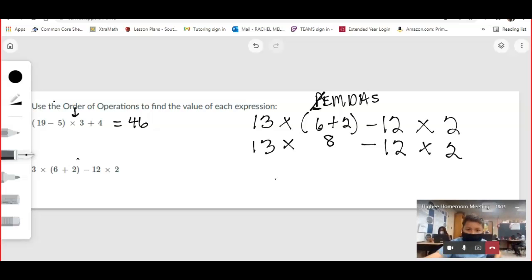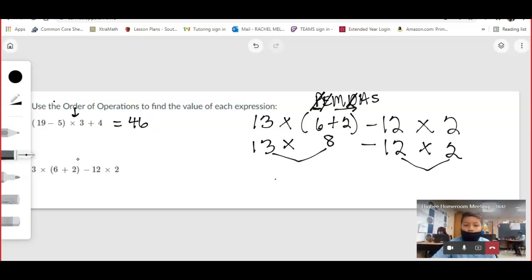Do I have exponents? No. Do I have multiplication or division? Yes. Do I have both? No. Okay, so I do multiplication. Now, I have two multiplication problems here. I have 13 times 8 and I have 12 times 2. Does it matter which one I do first? No. But I have to do both of those before I do the subtraction.